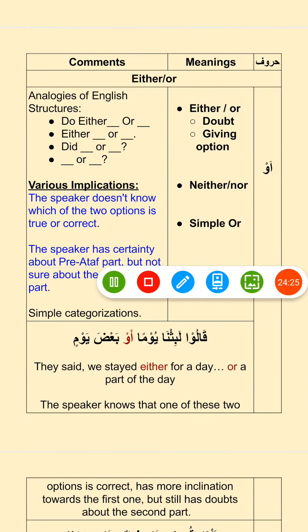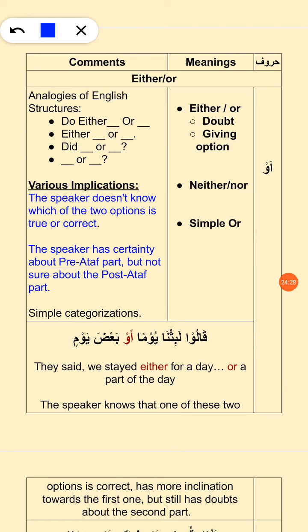All right, then you have "aw." Now, once again, it means either-or. It could be either to express a doubt. For example, they said, "qalu labisna yawman aw baza yawmin": we stayed a day, or part of a day. So the speaker is expressing doubt. Did we stay for this much time or this much time? So you see, once again, or.